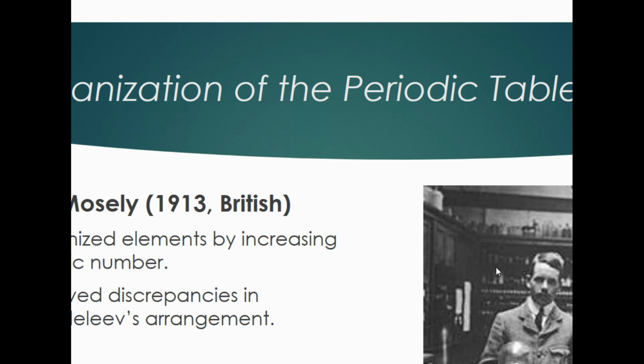As we progressed through time, Henry Moseley came along. He was a British chemist who changed the arrangement of the periodic table, and instead he arranged it by increasing atomic number, or protons, versus mass. Again, they didn't know about protons at the time Mendeleev was working on this periodic table. The one thing it helped fix is it helped keep elements with like properties grouped together in those columns.